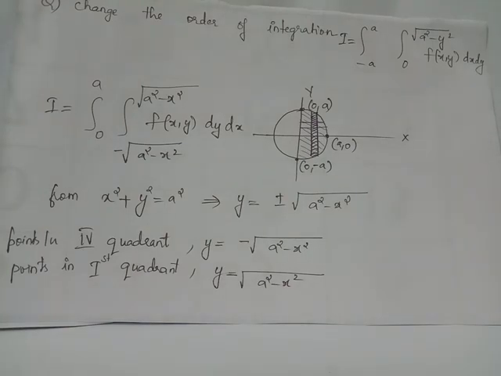Hence, the equivalent double integral after we have changed the order of integration will be this one.